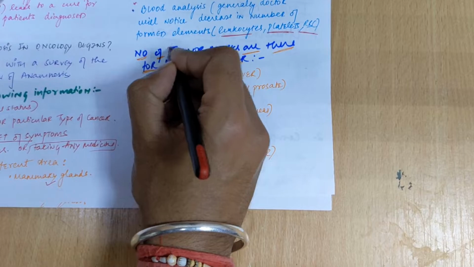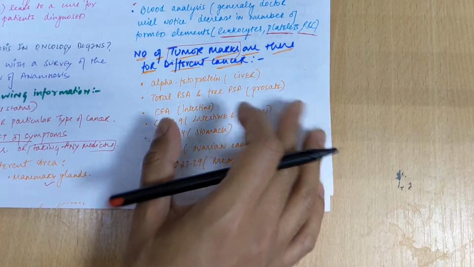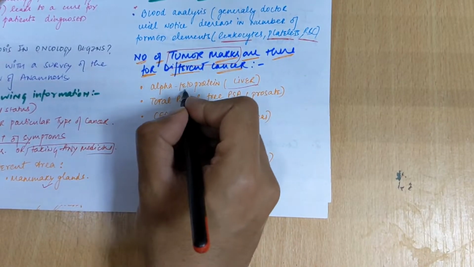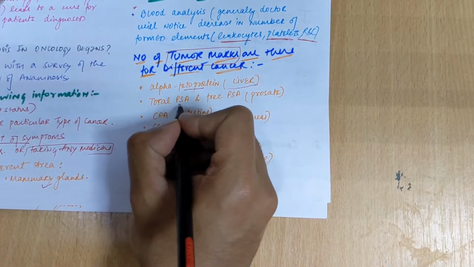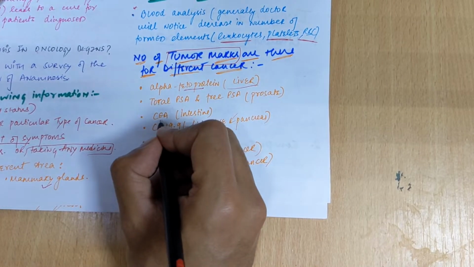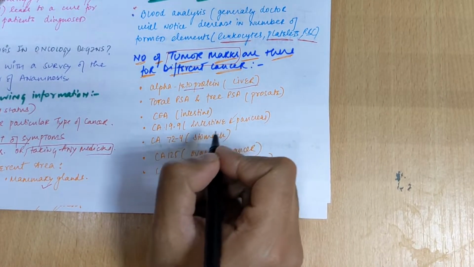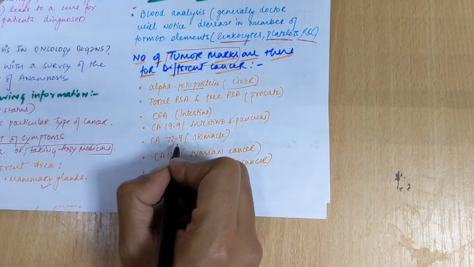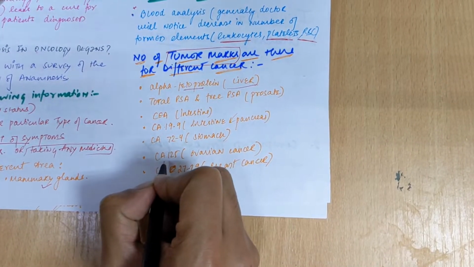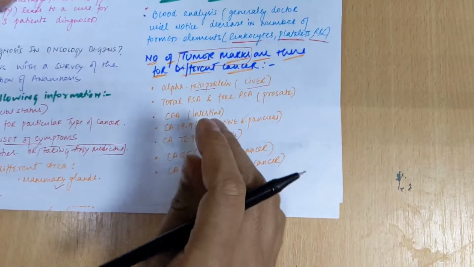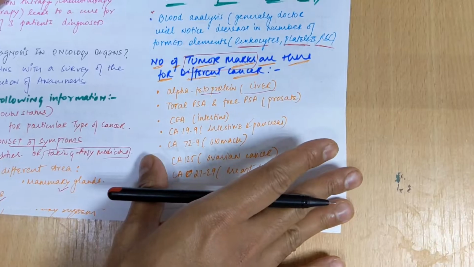And we use some tumor markers for specific types of cancer: alpha-fetoprotein for liver cancer, total PSA and free PSA for prostate, CEA for intestine, CA 19-9 for intestine and pancreas, CA 72-4 for stomach, CA 125 for ovarian cancer, CA 27-29 for breast cancer. So these are the tumor markers we use for different types of cancers.